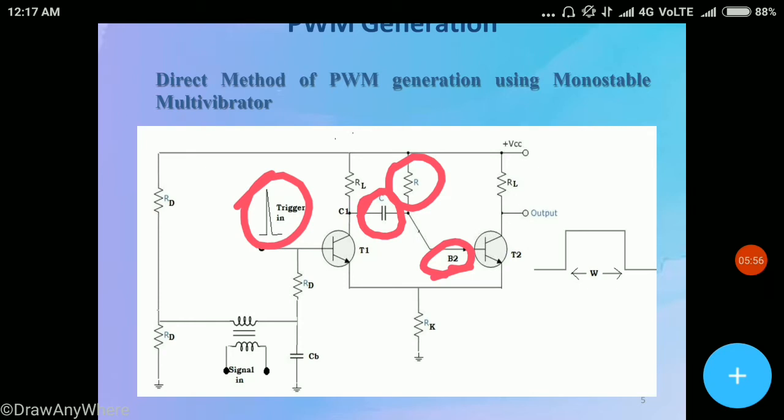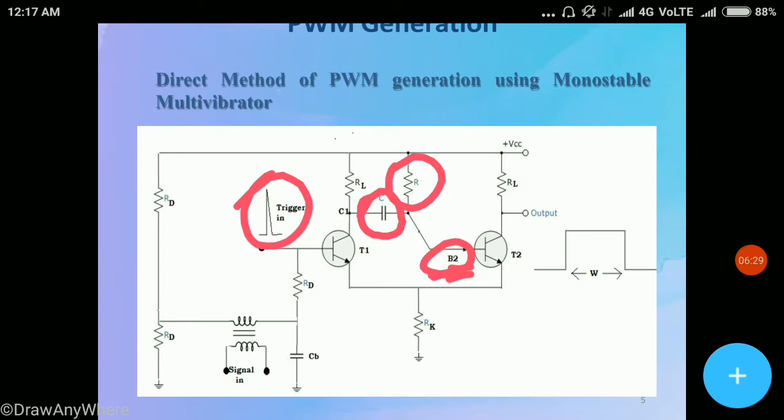Now the voltage at the base of T2 must reach a level slightly more positive than the voltage across the common emitter resistor RK to allow T2 to turn on. This voltage depends on the current flowing through the circuit, which at that time is the collector current of T1, while T1 is on.